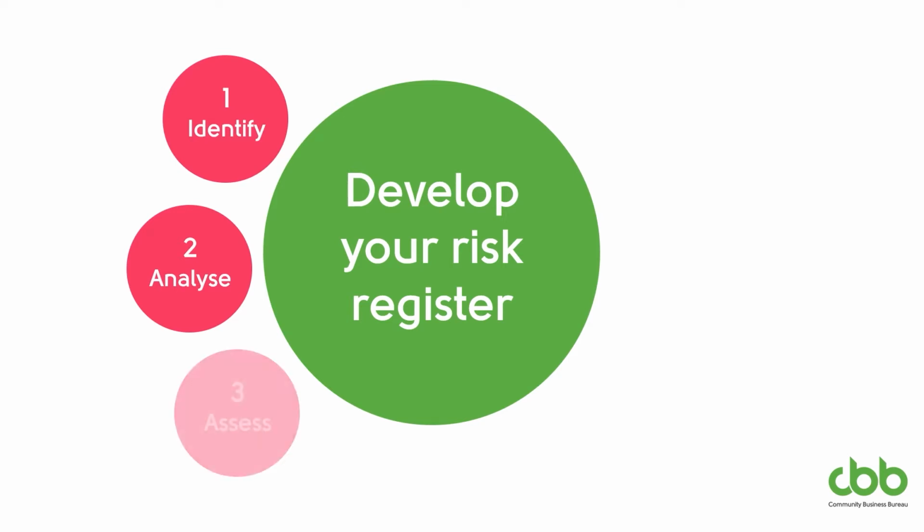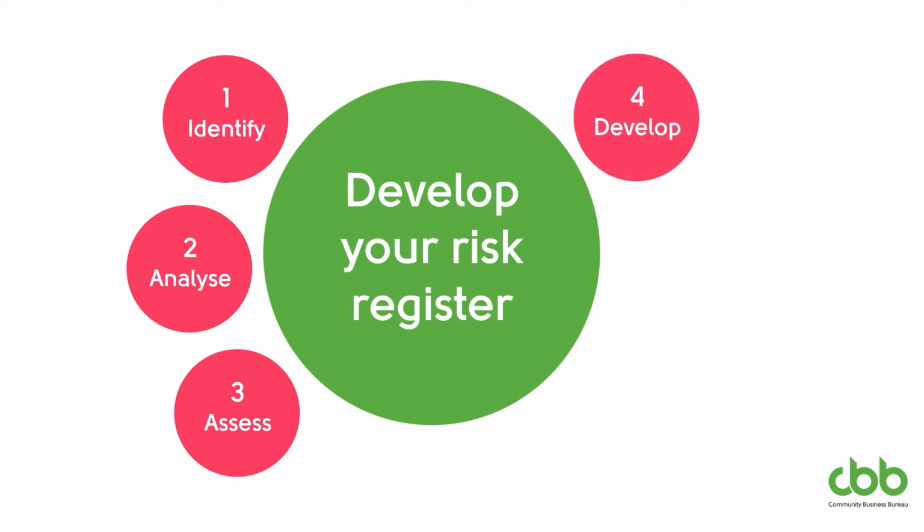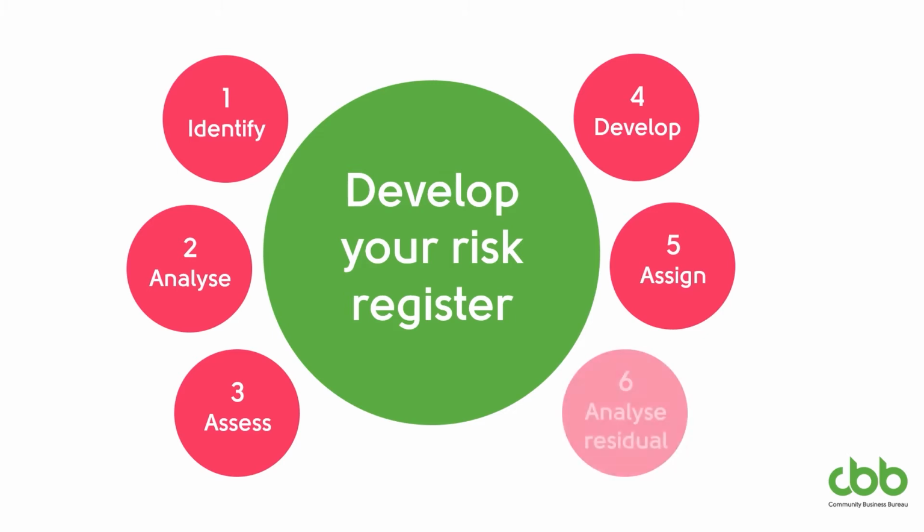Third, you need to assess those risks, and that is rate them from low, moderate, high or extreme based on your analysis of the likelihood and the consequence. Fourth, you develop a treatment or a control action for each of those risks. Fifth, you assign an owner to each of the risks and the actions, such as a manager or key person tasked with managing that risk. Sixth, you analyse the residual risk, which is what is the new likelihood and consequence of that risk after the risk controls or treatments are put in place.